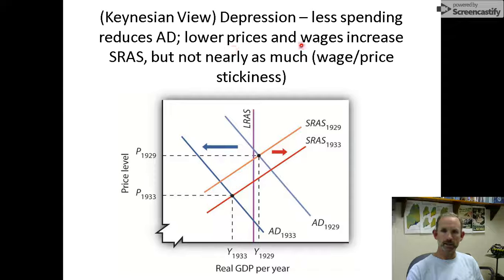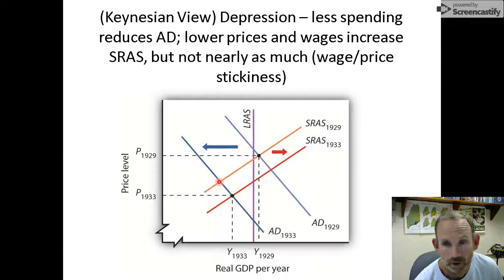The key here is this idea of price and wage stickiness. So he says, okay, yeah, aggregate demand decreased, we move back here. But economic theory tells us that as demand decreases, prices should drop and wages should drop, and that's what allows the short-run aggregate supply curve to shift back to the right. But in reality, a lot of businesses are very resistant to reducing their prices, and sometimes it's just hard to do.